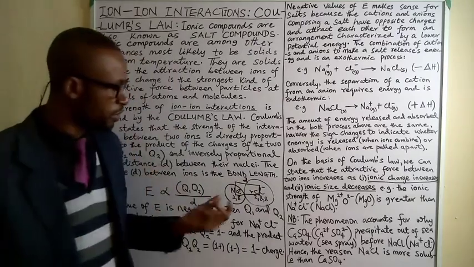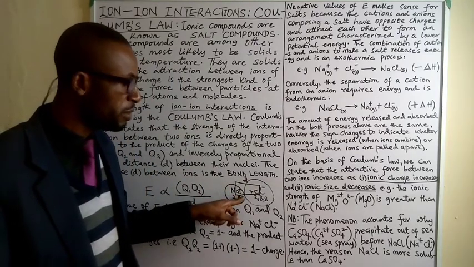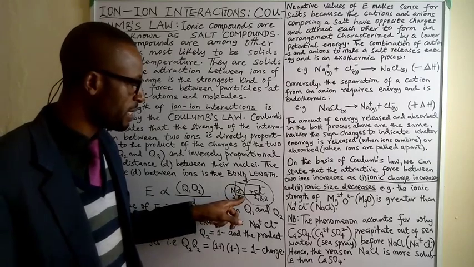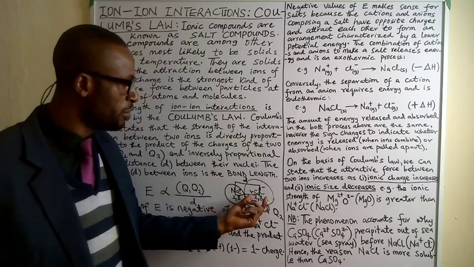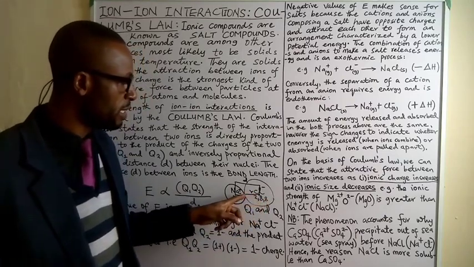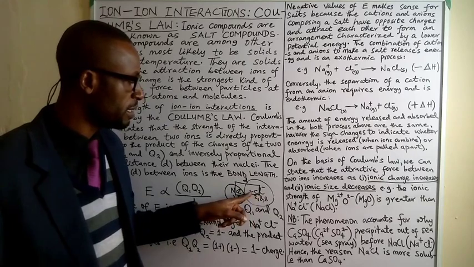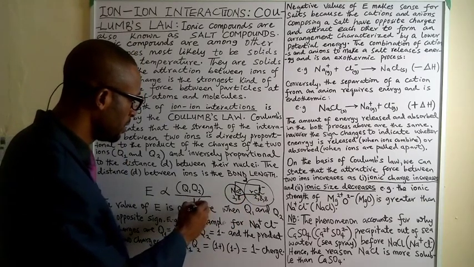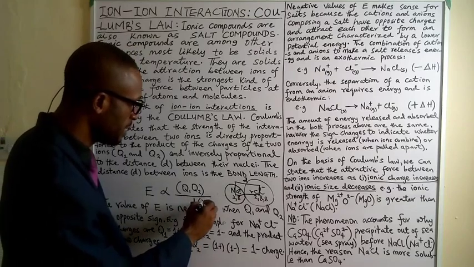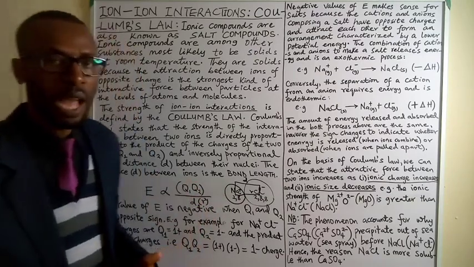So the radius of the sodium ion is the distance between its nucleus and its outermost shell. That is R, the first R. And the radius of the chloride ion is the distance between its nucleus and its outermost shell. This is the second R. That's why some textbooks, instead of this D, write it as R raised to power 2. That is the radius of the two ions.